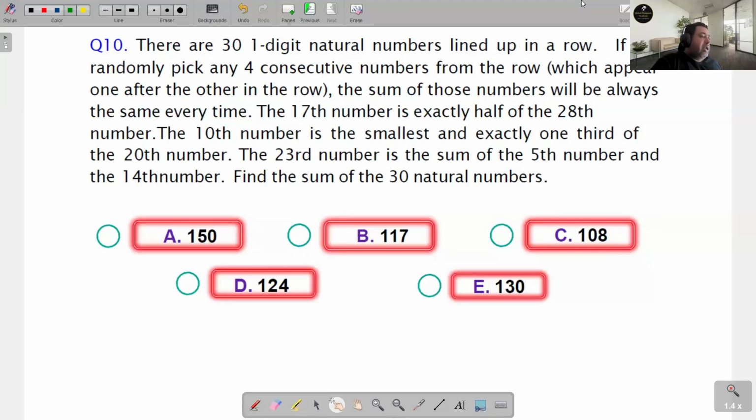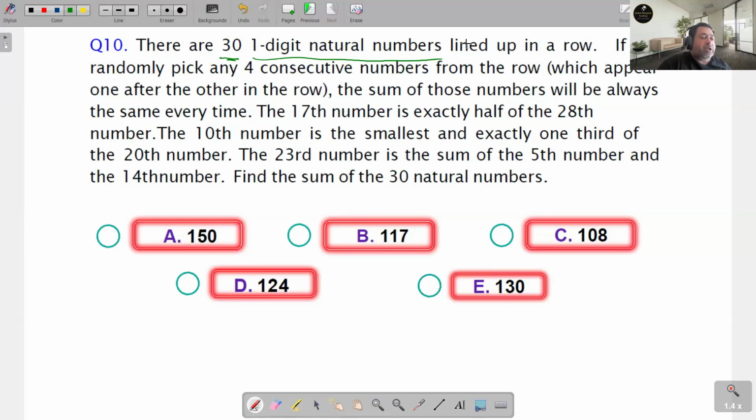Question 10. There are 30 one-digit natural numbers lined up in a row. So there are a lot of conditions in this question, it seems. If you randomly pick up any 4 consecutive numbers from the row, which appear one after the other in the row, the sum of those numbers will always be the same every time. The 17th number is exactly half of the 28th number.